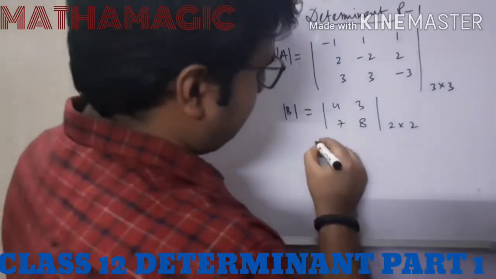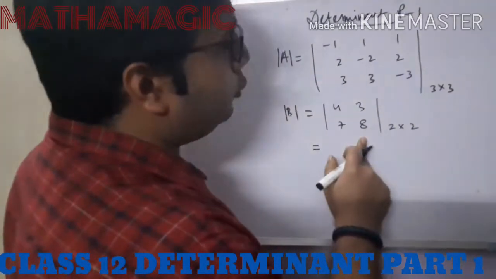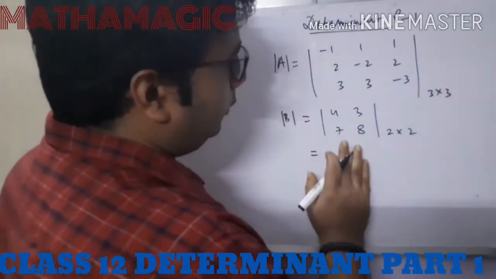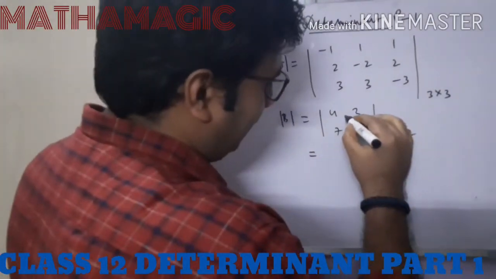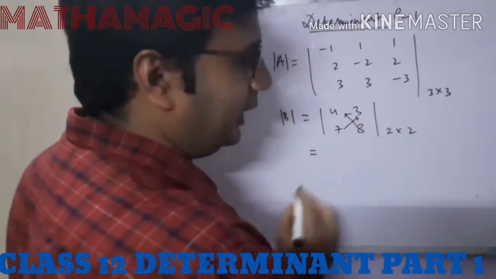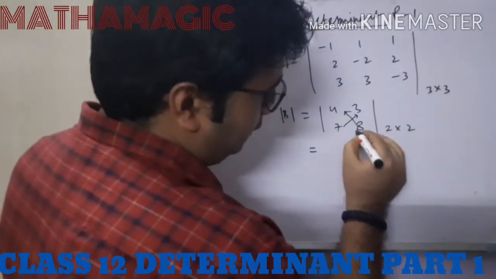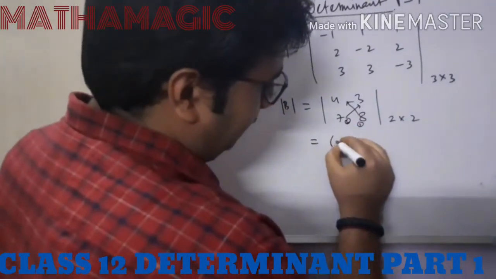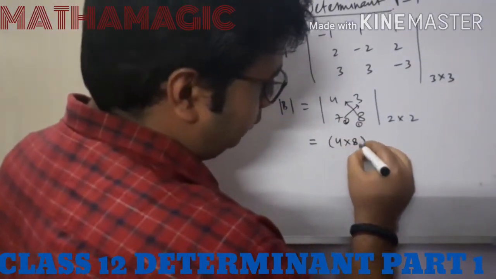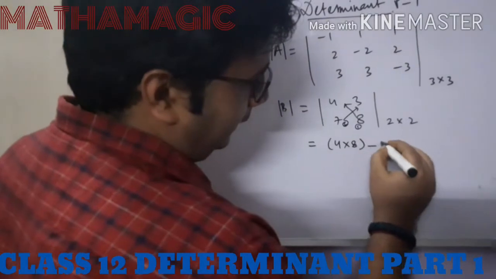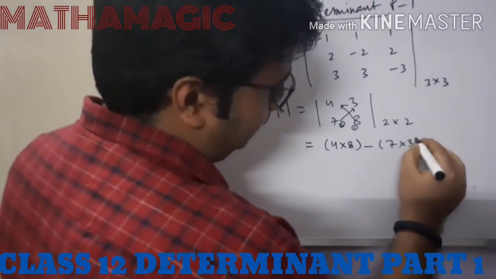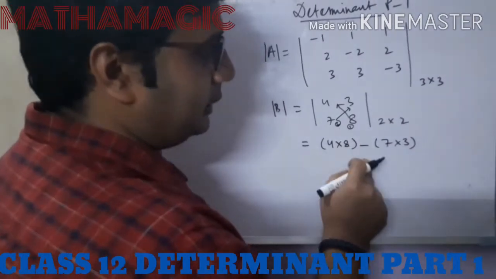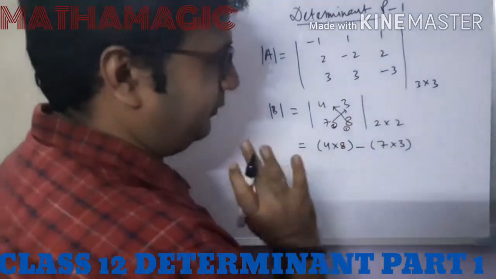So, first of all, in case of 2 into 2 order, in case of 2 rows and 2 columns, we need to just calculate like this and this. Follow the arrows. First we will do this and second we will do this. First we will do like this, 4 into 8. It will be 4 into 8 minus 7 into 3. Always the minus sign will be there in case of solving.